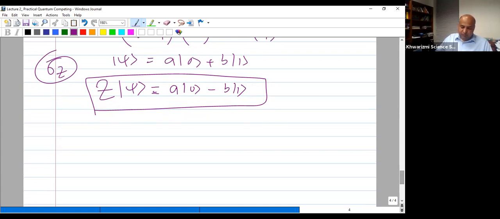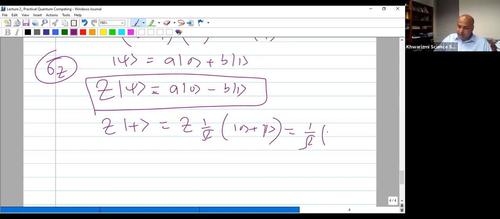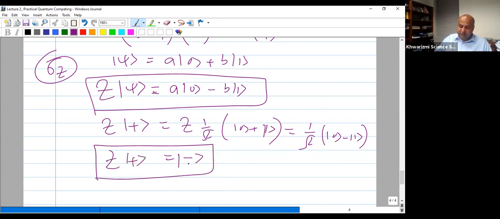Okay. And just before that, let me quickly see what happens to this plus state. For basic gates, it's better to work out both for 0, 1 and plus minus, just to get some intuition for what this gate actually does. So when we apply the Z to this plus state, which is 0 plus 1, the 0 remains 0 and 1 gets a minus sign. So this is nothing but the minus state. So this Z gate basically changes plus state to minus state.